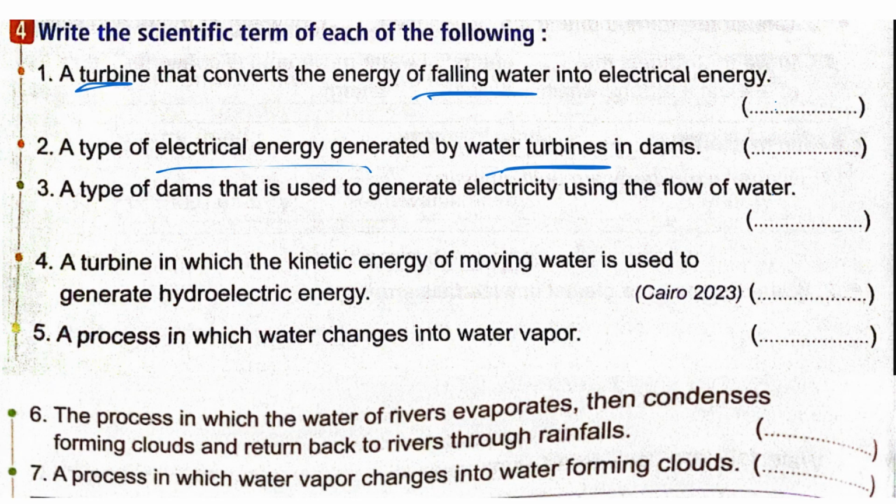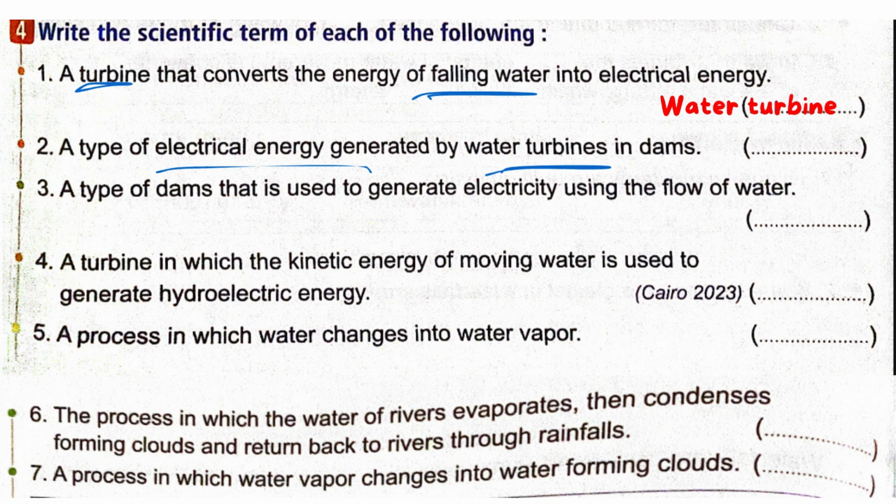We will go to the last page in the writing the scientific term question. Okay, we have here number 1, a turbine that converts the energy of falling water into electrical energy. So here falling water, so this is a water turbine.